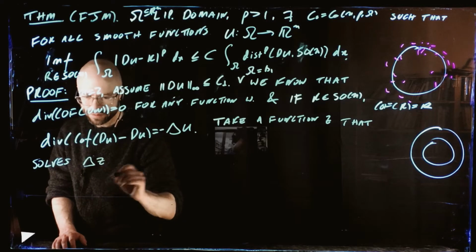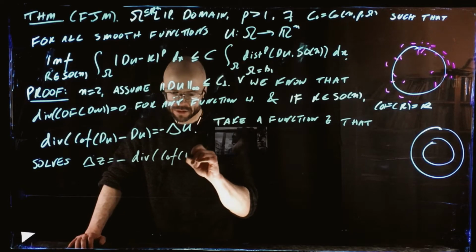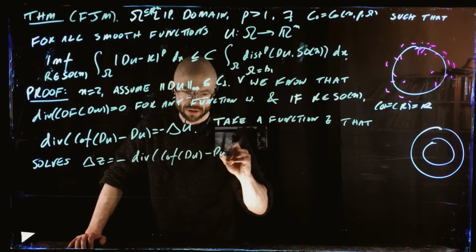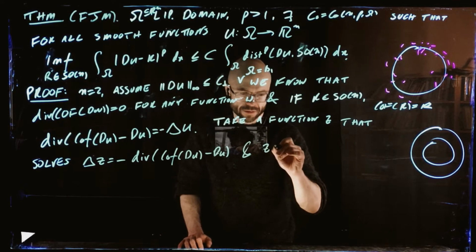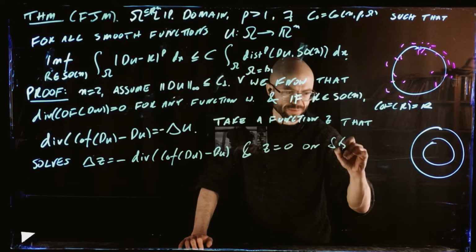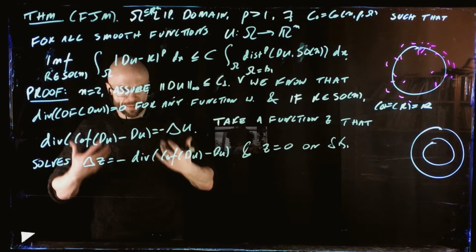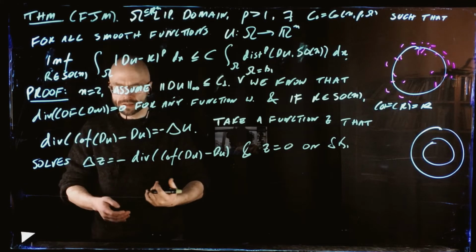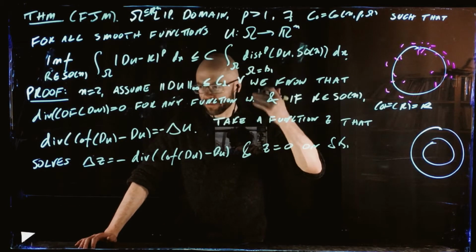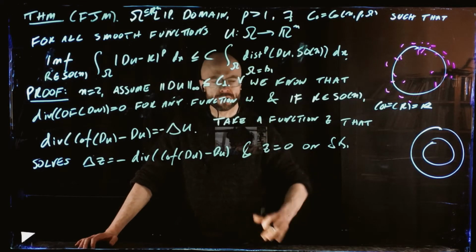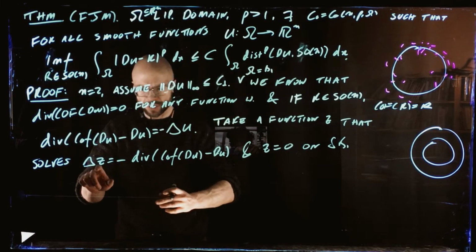Laplacian of z is equal to minus the divergence of this thing, like this, and z is equal to 0 on the boundary of the ball. Now, you might not be comfortable about why such a thing exists, and this is something I don't want to go into too much. If you do a basic course on PDE or functional analysis, you can learn about why this exists. This is a linear PDE.